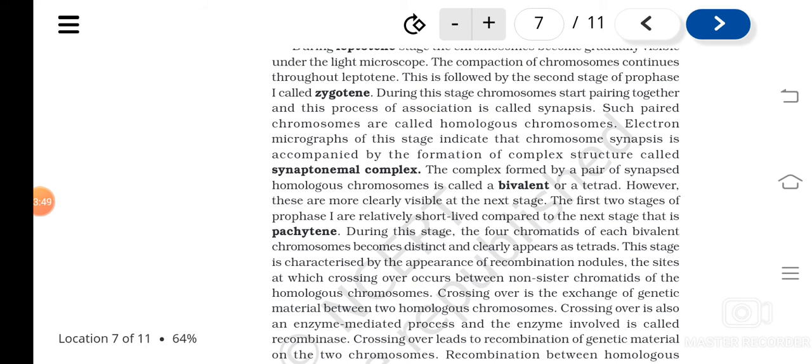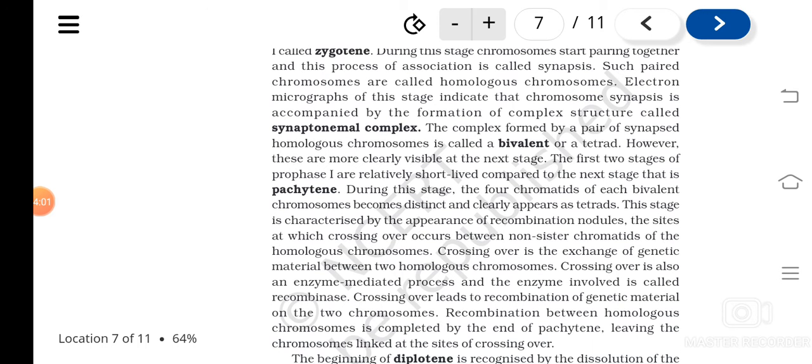And the chromosomes that form the synaptonemal complex are known as a bivalent, isn't it? And then next comes what? Pachytene. And in pachytene, you can see the four chromatids of each bivalent become very distinct. Okay, and you can see the sites where crossing over takes place, crossing over of non-sister chromatids of homologous chromosomes. What are these non-sister chromatids?